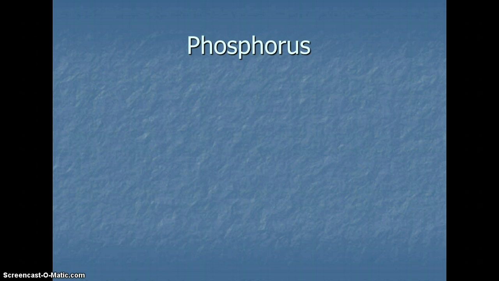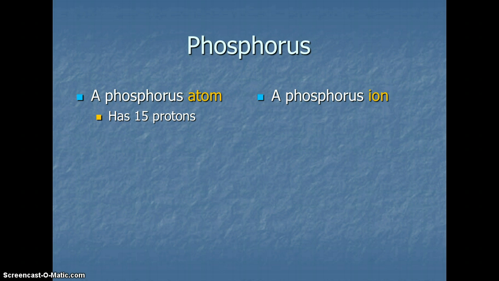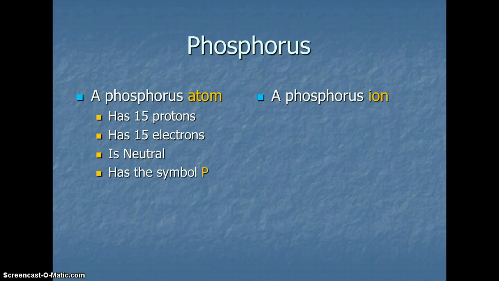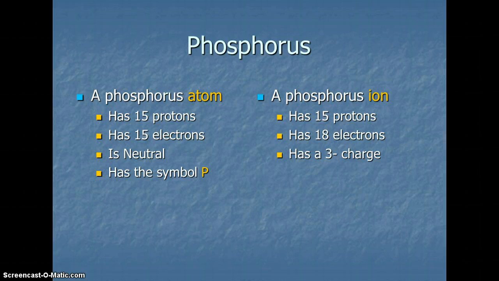Now phosphorus. Let's work through phosphorus here. The phosphorus atom has 15 protons and 15 electrons, so it's neutral. Atoms are neutral. And so we're going to write that symbol as P. Now the phosphorus ion has 15 protons. How many electrons does it have? Find phosphorus on your periodic table, find the group that it's in, and what's that charge going to be in that group. If you wrote down 18 electrons with a 3- charge, you are correct. It has the symbol of P, 3-.